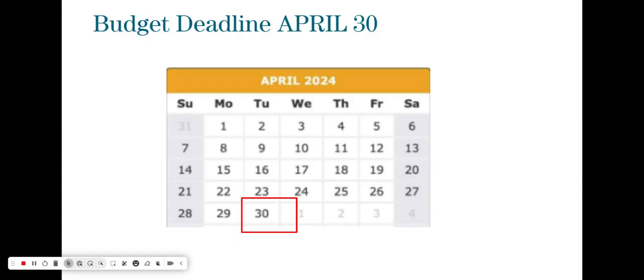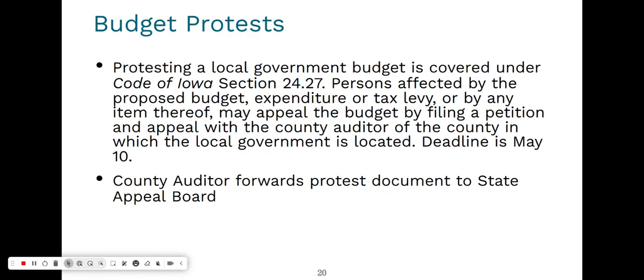The budget deadline for folks for county hospitals is April 30th. This was changed also with that House File 718 a couple sessions ago. For a long time, your budget deadline was March 15th, so this does give you a little bit more breathing room to adopt your budget.